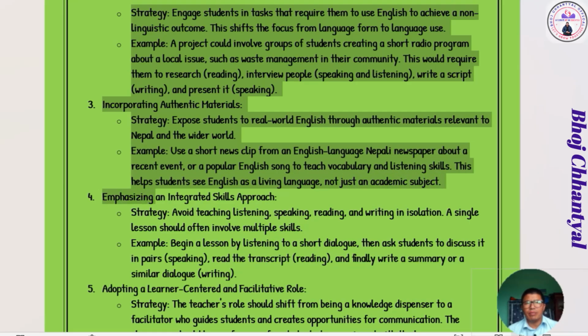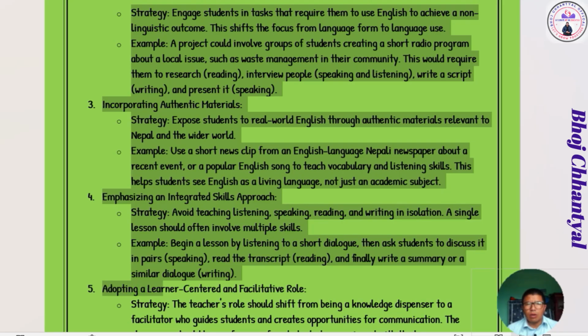4. Emphasizing an integrated skills approach. Strategy: avoid teaching listening, speaking, reading, and writing in isolation. A single lesson should often involve multiple skills. For example, begin a lesson by listening to a short dialogue, then ask the students to discuss it in pairs (speaking), read the transcript (reading), and finally write a summary or similar dialogue (writing).